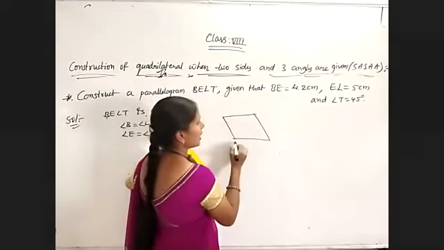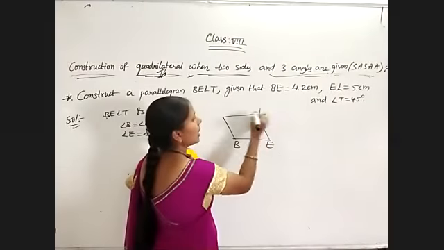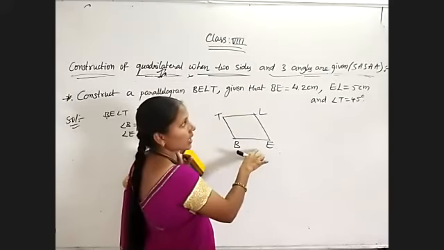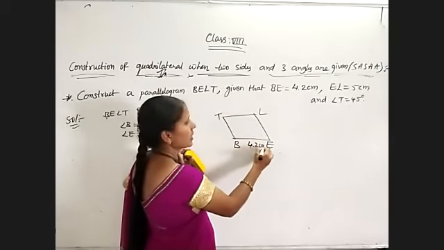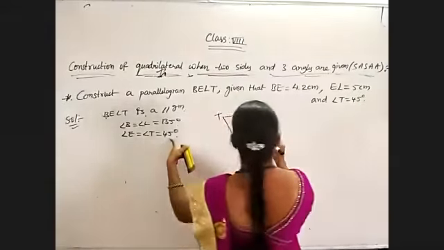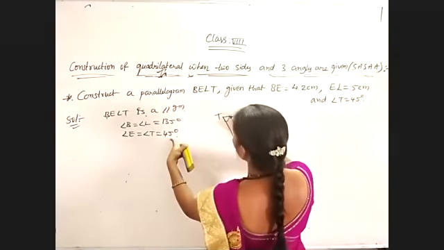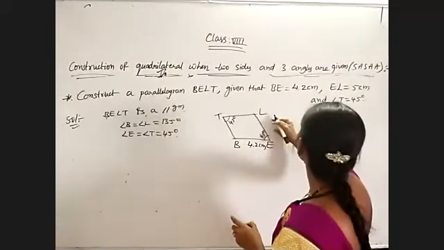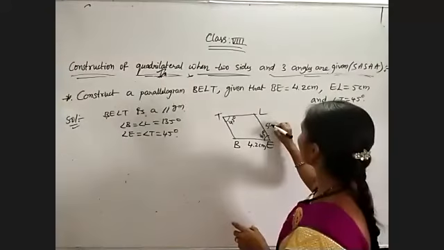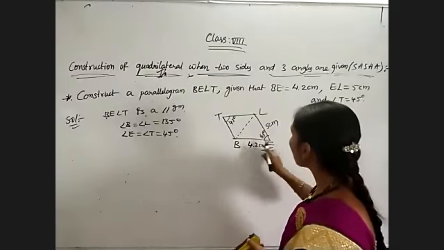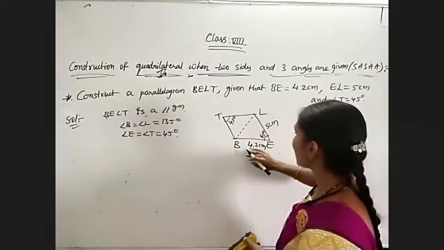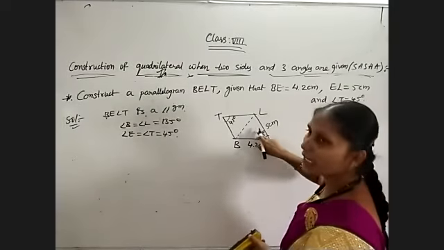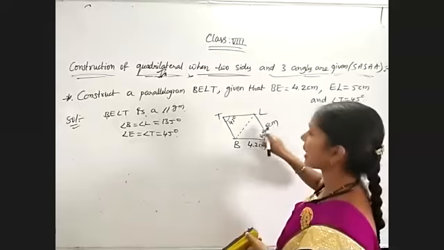So like this I will get BELT. BE length is 4.2 centimeters and angle E is equal to 45 degrees because angle T is equal to 45. Okay, and EL length is given as 5 centimeters. To construct the triangle BEL using the measurements 4.2 centimeters, 45 degrees and 5 centimeters, side angle side.